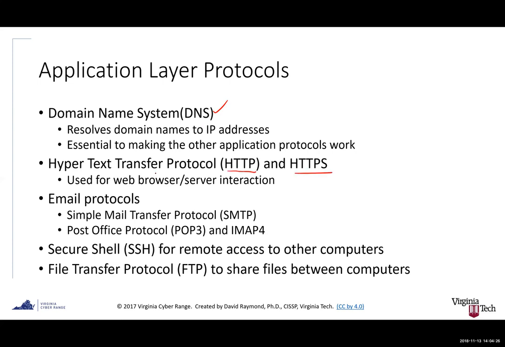That's the web, right? Hypertext Transfer Protocol. Email protocols include things like SMTP, Simple Mail Transfer Protocol. This is the protocol that's used between email servers. Then you have protocols like POP, Post Office Protocol, and IMAP. Those are both protocols that are used between email clients like Outlook and the email servers. And then you have protocols like SSH for remote access to other computers, and File Transfer Protocol to send files back and forth.